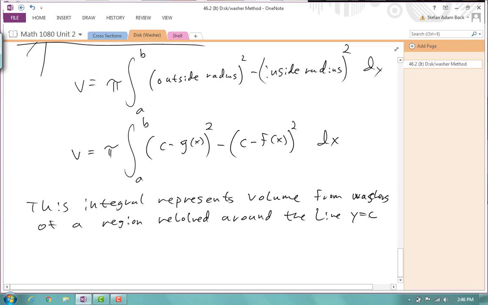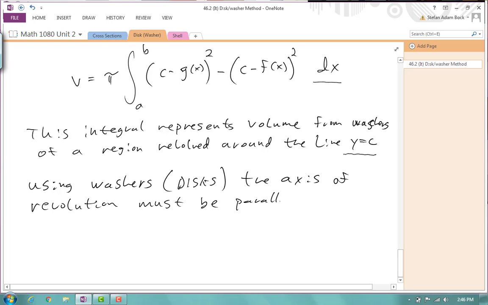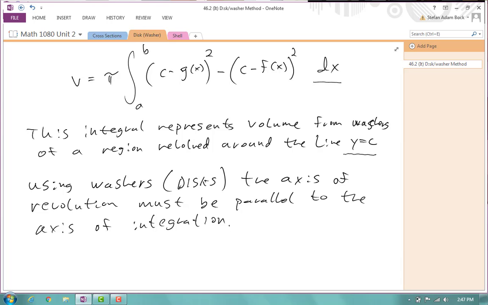Now the important thing about washers is that the axis of revolution is parallel to the axis of integration. So if I want to revolve around the line y equals 7, well, the line y equals 7 is parallel to the x-axis, which means my integral must be in terms of dx. But if I want to revolve around the y-axis, then I'm actually going to have to use an integral, which is dy.